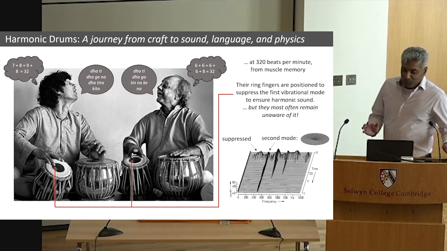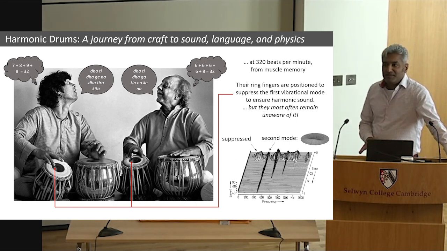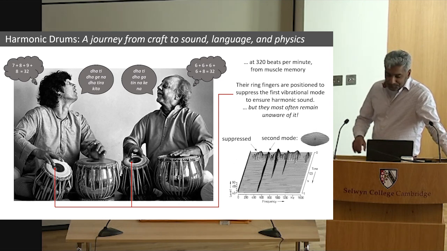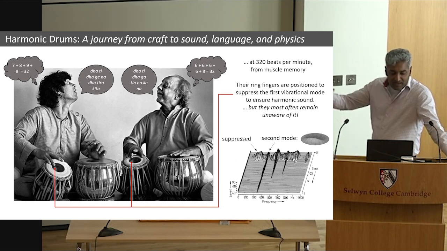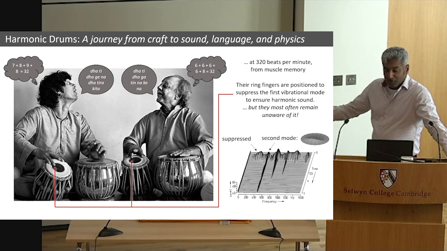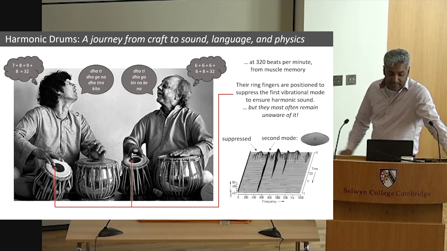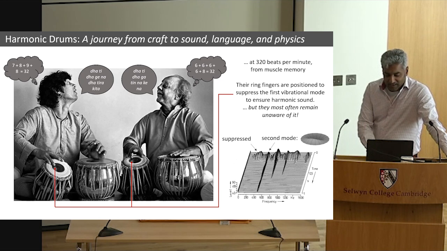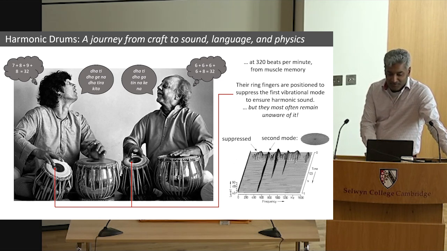I just want to leave you with one message, which is: the next time you see two tabla players talking to each other, remember that some sequence of numbers is being added in their head to total to a multiple of 16. So in this case, 7 plus 8 plus 9, that's 32. But they don't speak the numbers out. They speak the language of the tabla. So dhati dhage na dhatarikita. And then the next tabla player picks up on that.